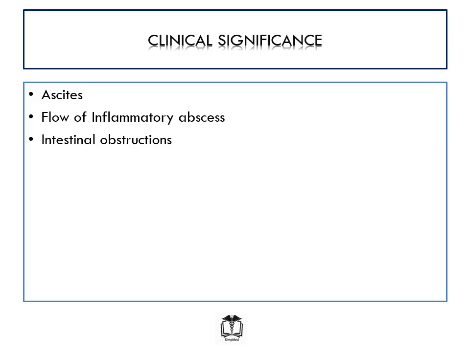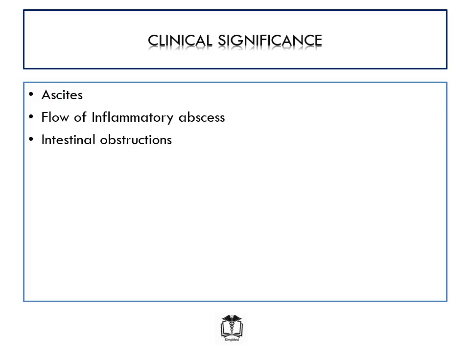Then the second thing to note would be the spread of inflammatory abscesses. I mentioned a particular aspect of the peritoneal cavity called paracolic gutters, and especially the right paracolic gutter, where we have the communication between the pelvic region and the hepatorenal recess at the top. You could have spread of inflammatory abscesses from the pelvic region all the way up to the abdominal cavity, or all the way down to the pelvic region. And this is made possible by the paracolic gutters.